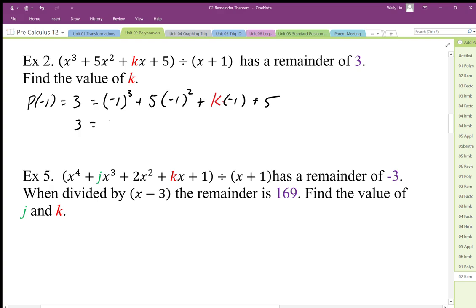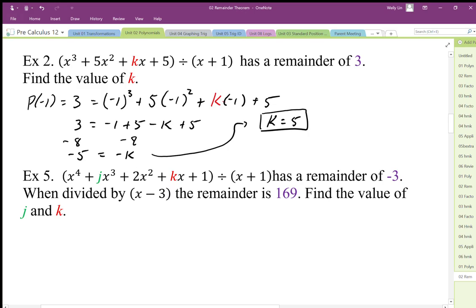So working this out, I get -1 plus 5 minus k plus 5. Okay, so this ends up being positive 9. I'm going to subtract 8 from this side, subtract 8 from this side, and I end up with -5 equals -k. K is equal to 5. So I end up being able to solve for that unknown by plugging in an ordered pair of -1, 3 into this expression.